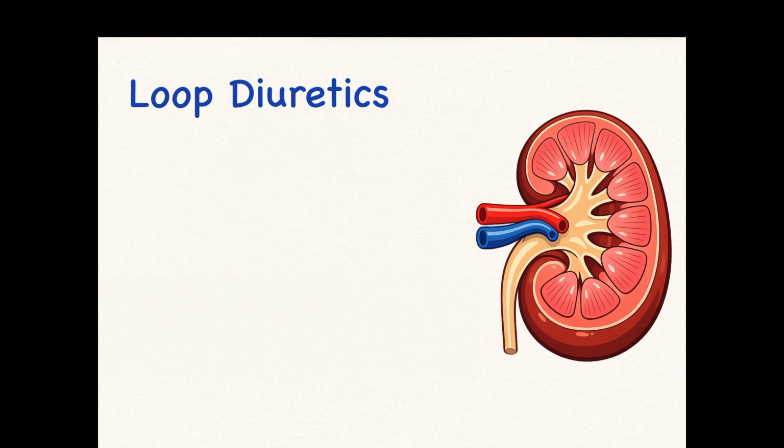Hi, in this video we'll be talking about loop diuretics. But before that, what are diuretics? Diuretics are a class of drugs that increase urine production. But when do we need to increase urine production?